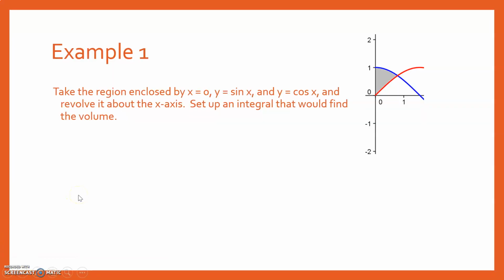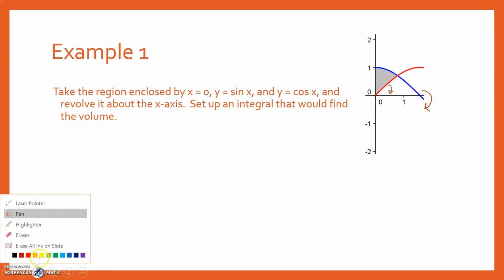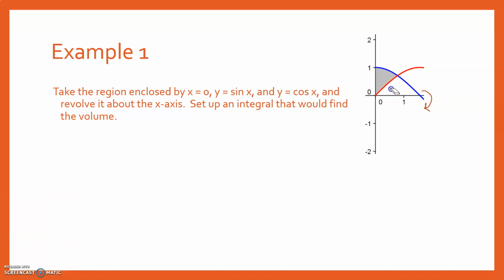All right, we're going to do an example. We're going to take this region enclosed by x equals 0, sine x and cosine x, and revolve it around the x-axis. What's different about today from Friday is that the shaded region doesn't go all the way down to what we're spinning around. There's a gap here, and when we spin it, this gap is going to cause a hole in our shape, and that's what's new today.